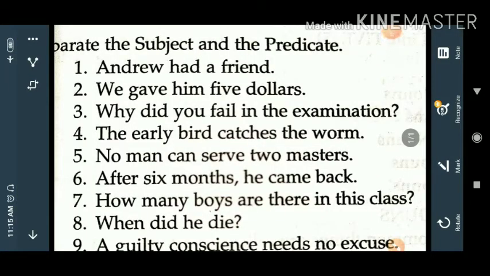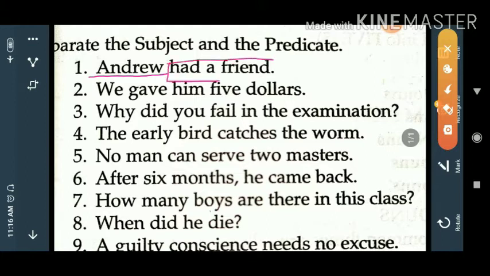you see here, Andrew had a friend. Who had a friend? So that Andrew, that is the subject, and after the subject, what is told for the subject? Had a friend, that is the predicate. Got the idea?